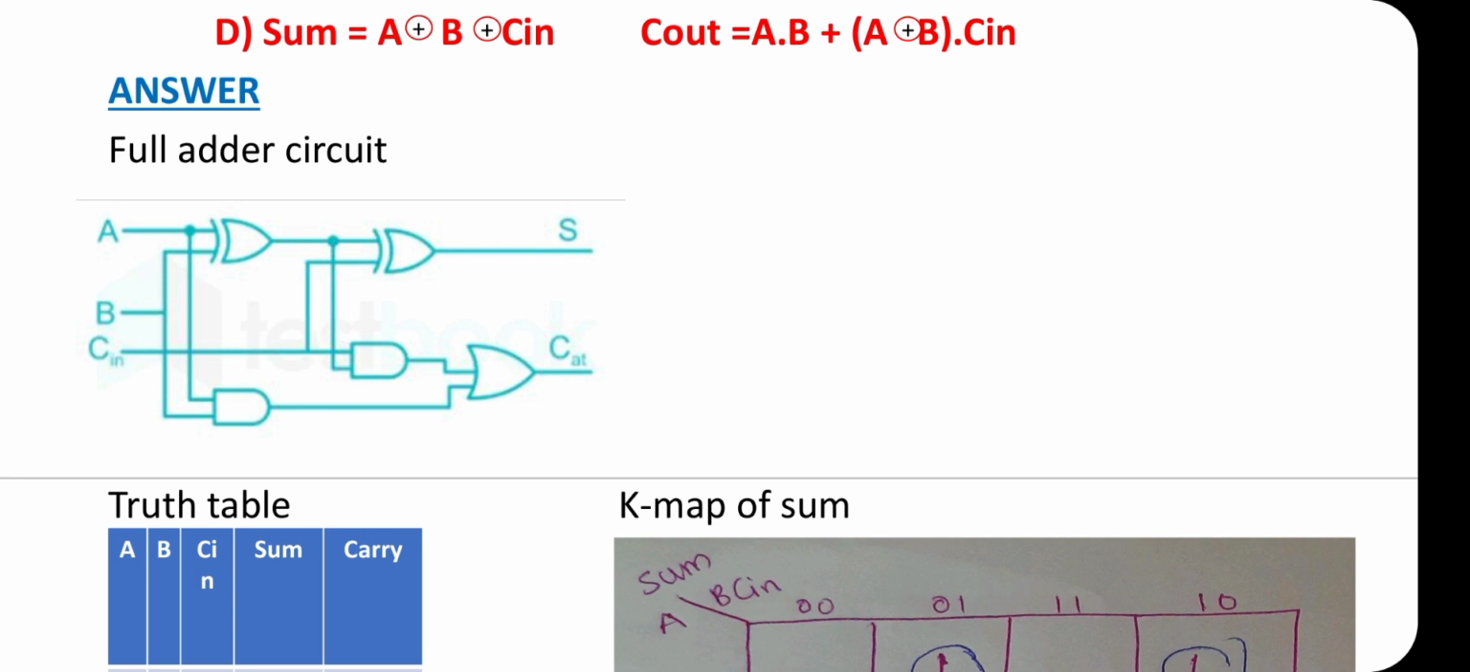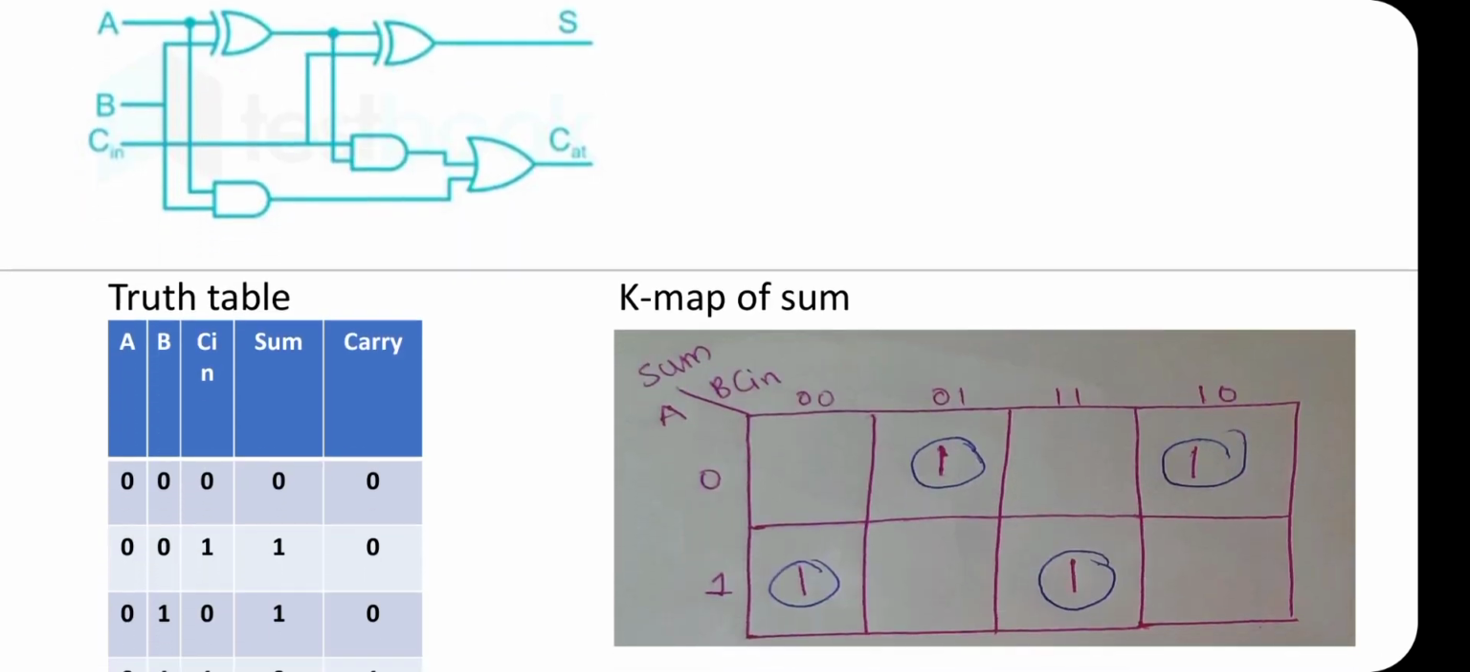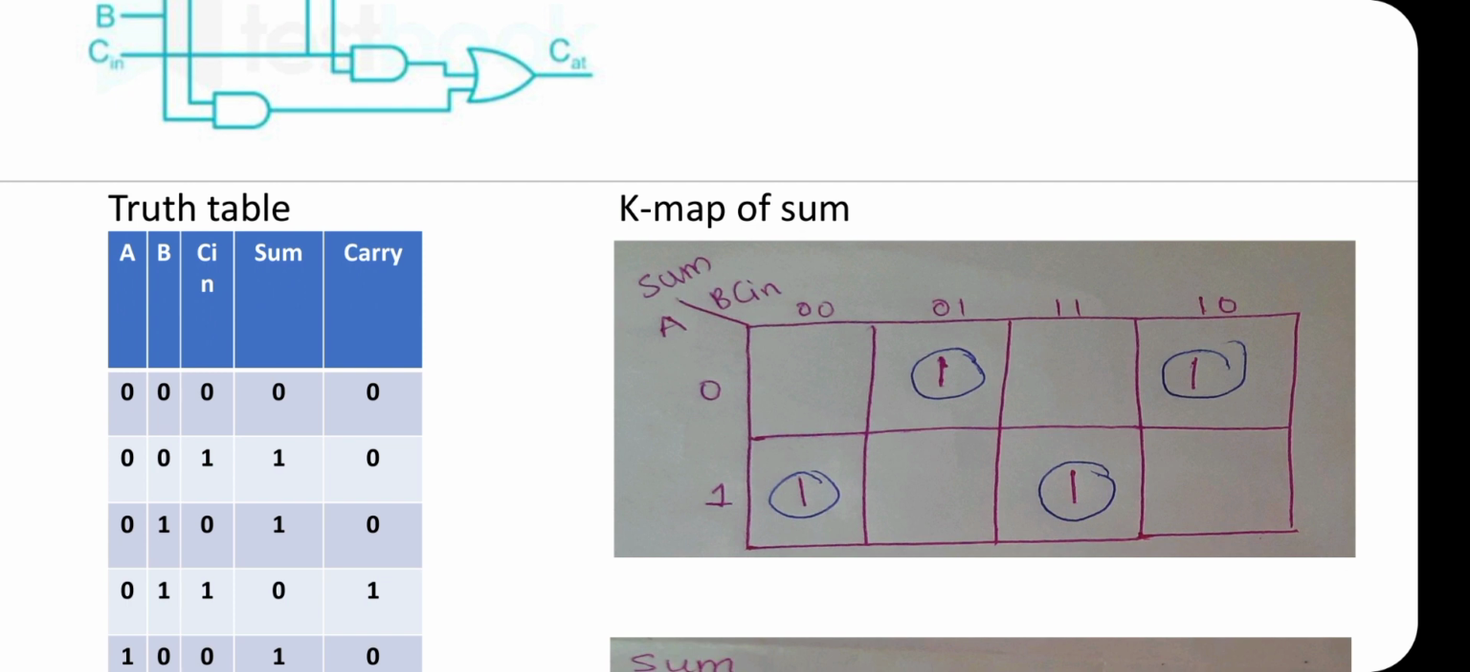A full adder can be implemented using 2 XOR gates, 2 AND gates and 1 OR gate as shown in the figure. This is the truth table of full adder. From the truth table, we will make K-maps for sum and carry. Then we will derive the expression for sum and carry to build the circuit.